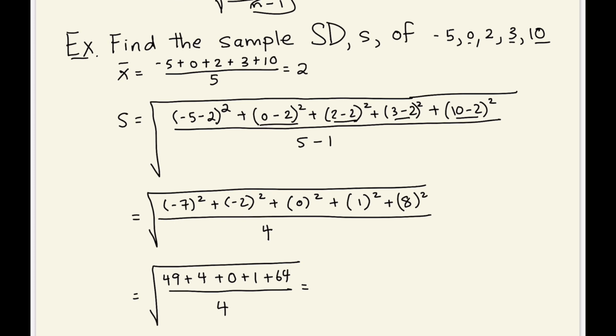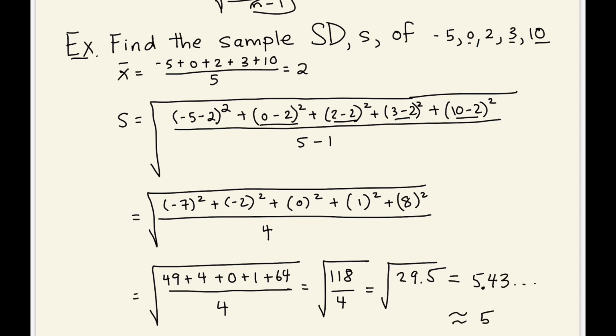Which is the square root of 118 divided by 4, which is 29.5, square root of 29.5. I get 5.43... I'm going to round to just one decimal place, so I have 5.4. That is my standard deviation. So that's basically saying that a typical data value here is about 5.4 units from the mean.